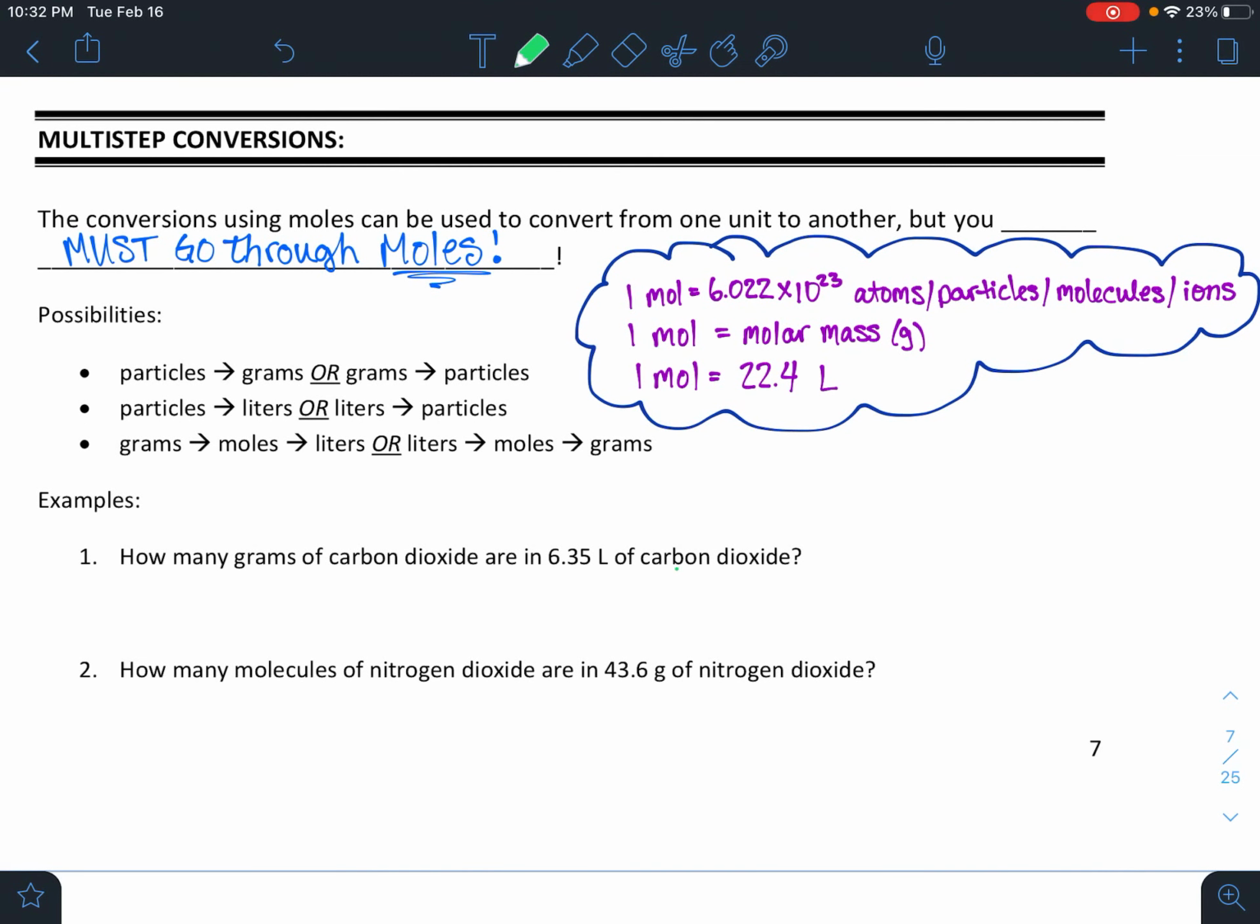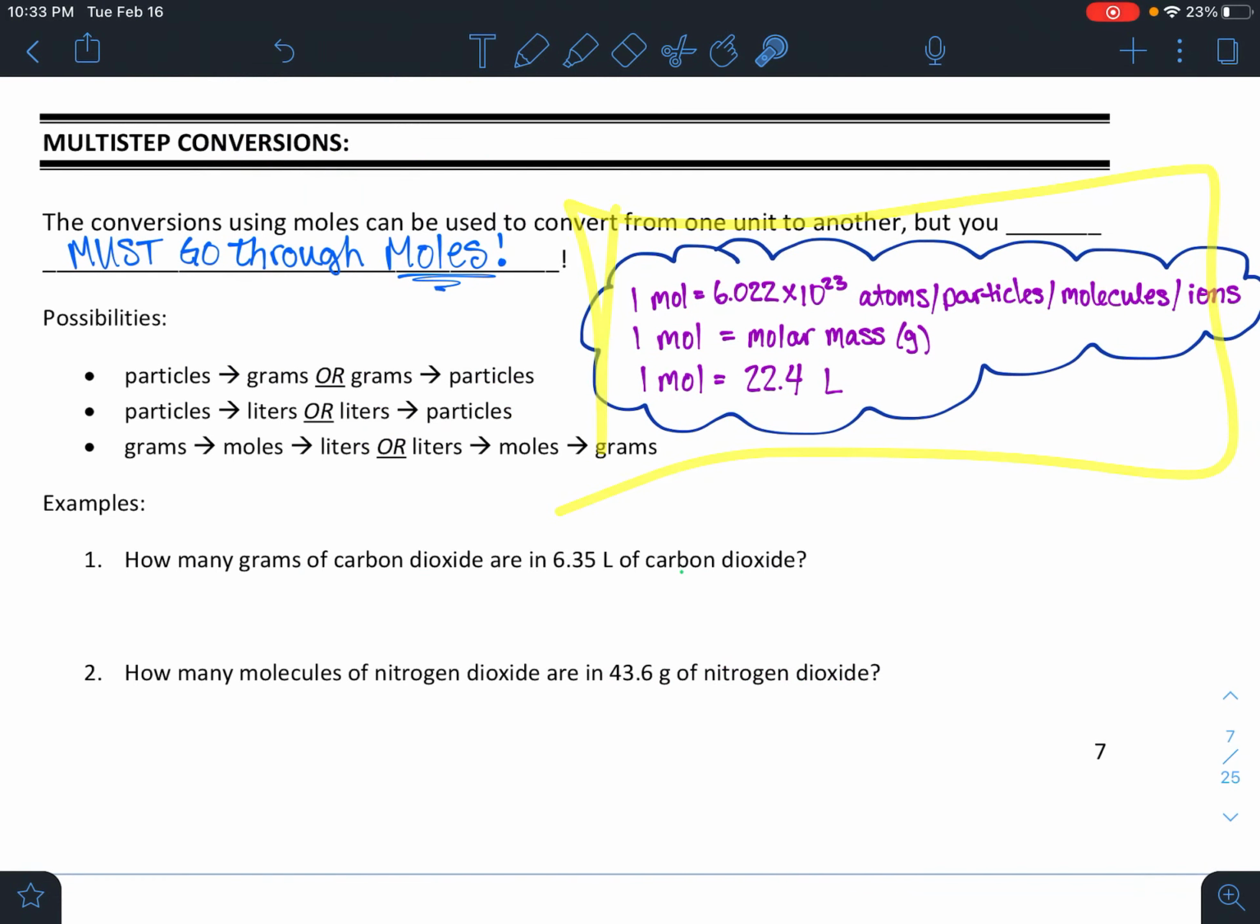Hi everybody. In this video, I am going to be showing you how to do multi-step conversions. Up here on the right-hand side of the page, I have our three options for equivalence ratios. And these are the only options that we have to put into conversion factors.